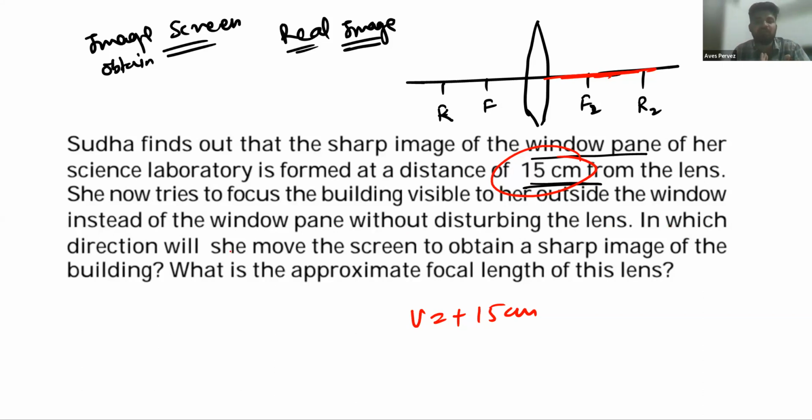Now she tries to focus the visible building instead of the plane without disturbing the lens. In which direction should she move the screen to obtain the sharp image? She should move the screen nearer to the focus.